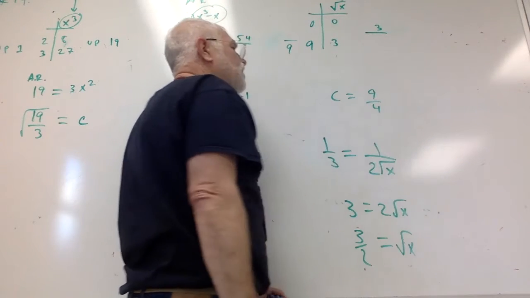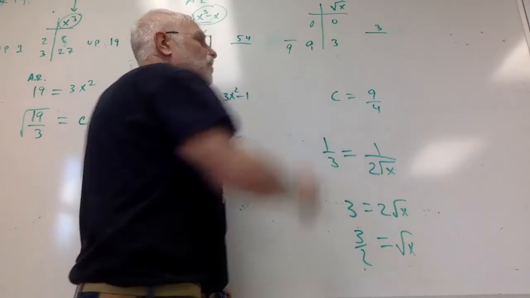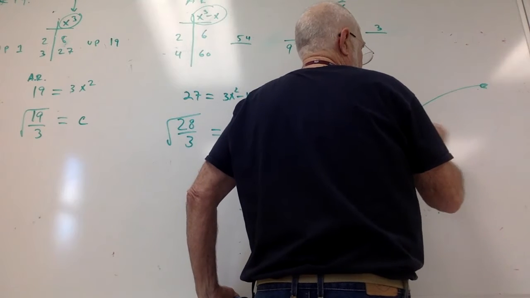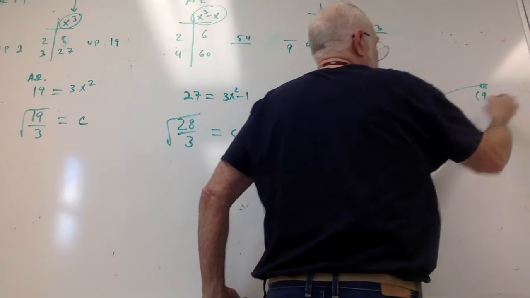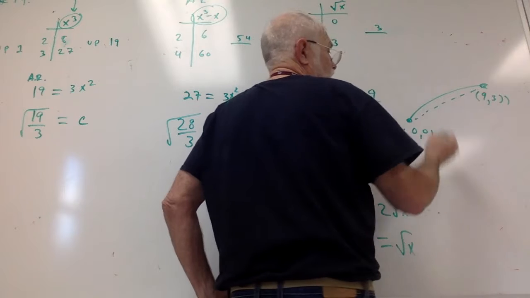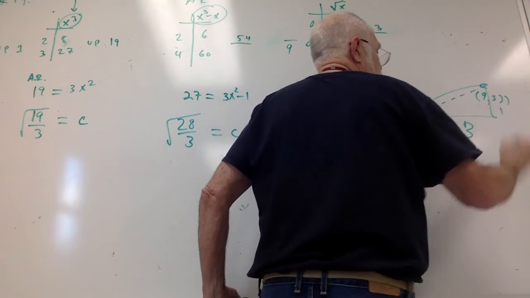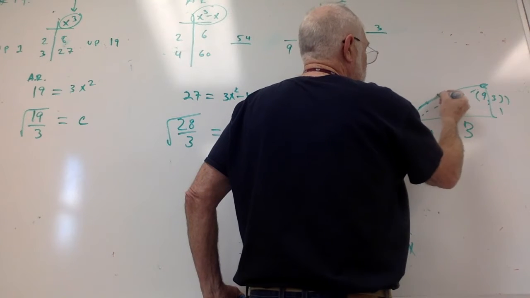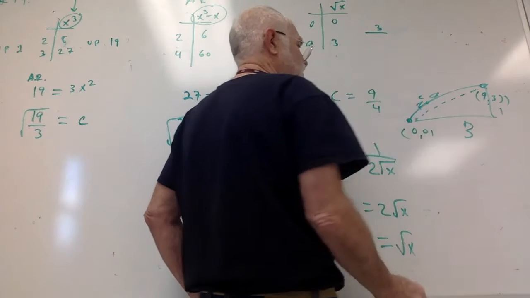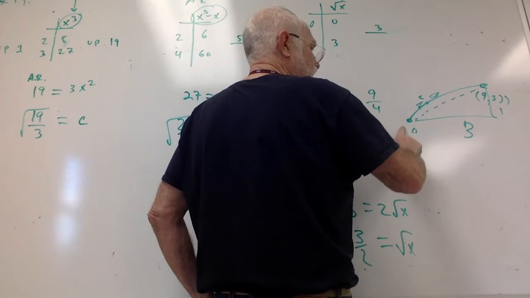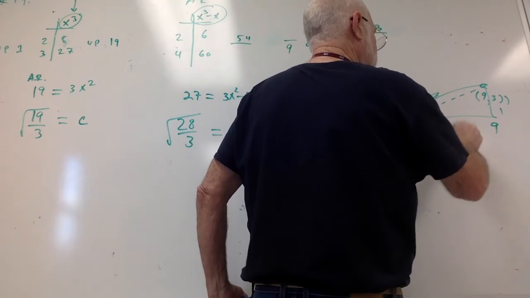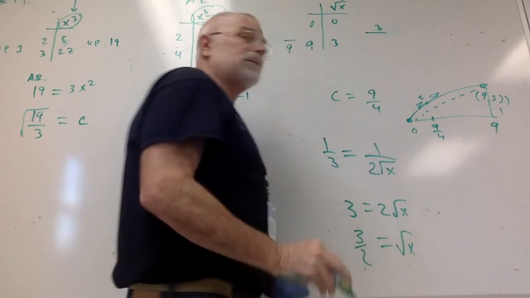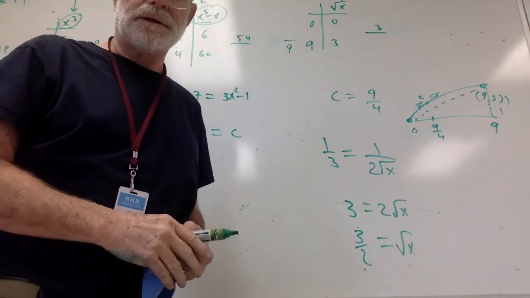9 over 4 is a little bit bigger than 2. Oh, that's between 0 and 9. Let's see. So if I go from 0, 0 to 9, 3, it looks like my average rate of change is about a 1 to 3 ratio. I wonder where I'm going up at 1 to 3. Looks like right about there. Yeah, looks like that value. If it's between 0 on this side and 9 on this side, does that x value look like 9/4? I would say yes, it does.